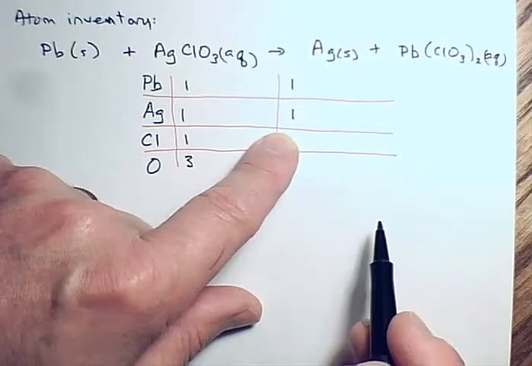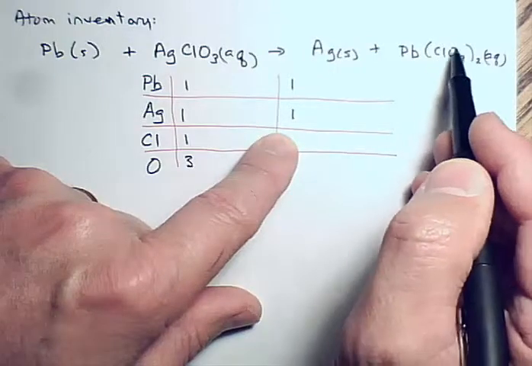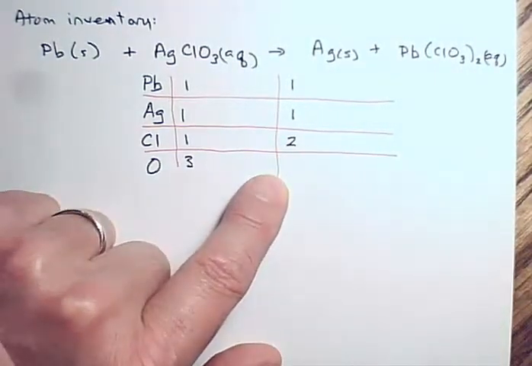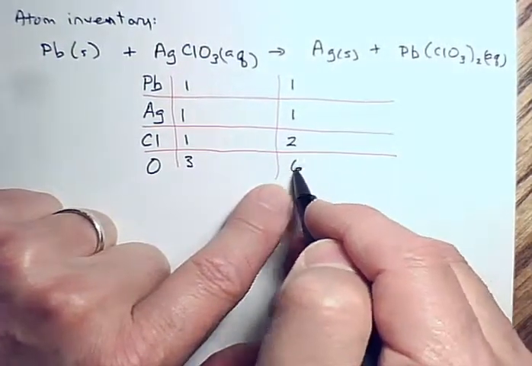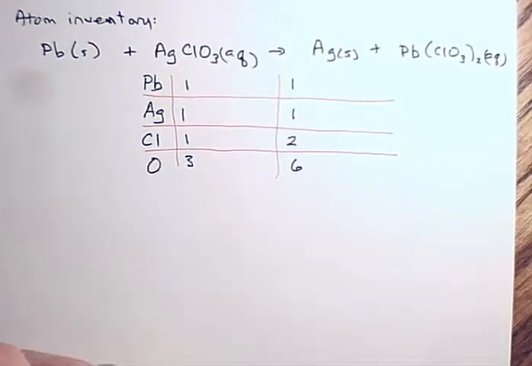How many chlorines do we have? 1. Not 1. 2. Yes, this 2 outside the parentheses means everything inside is multiplied by 2. So we have 2 chlorines. How many oxygens do we have? 6. Okay? So we don't have the same number of elements on both sides.